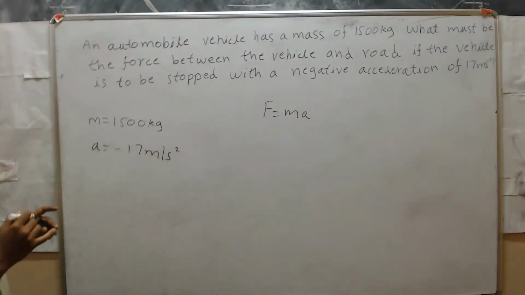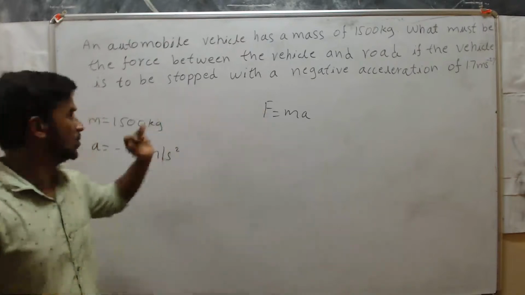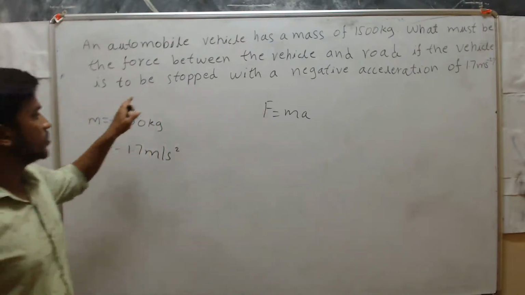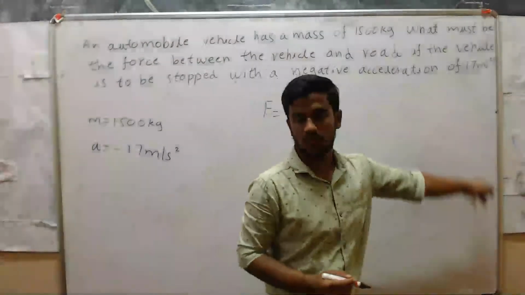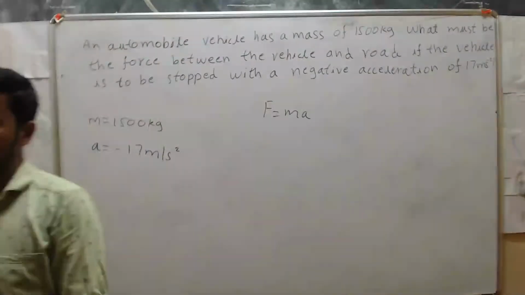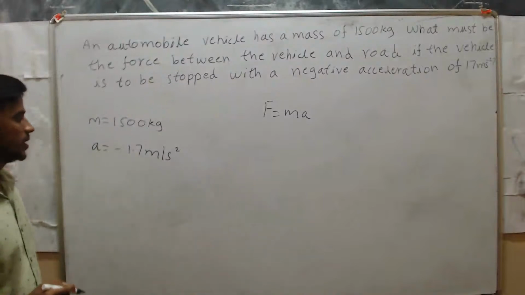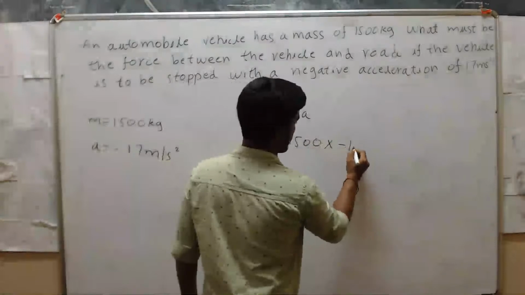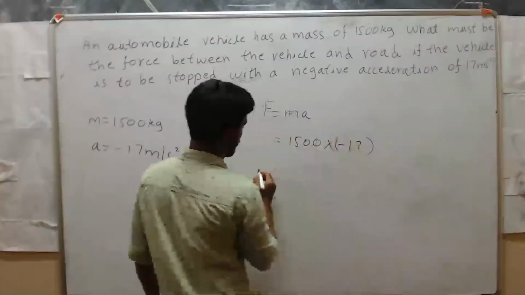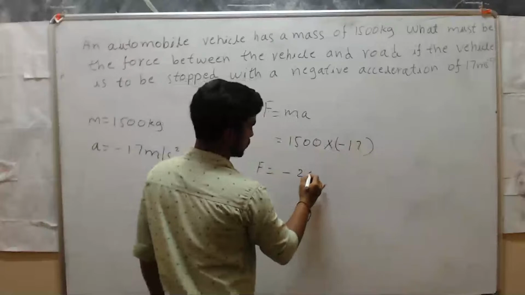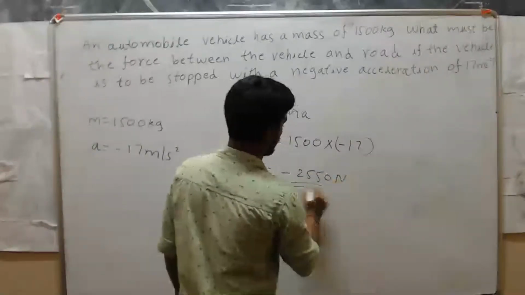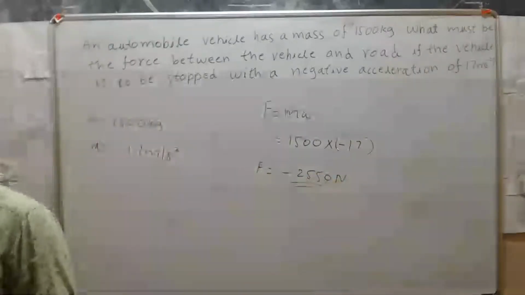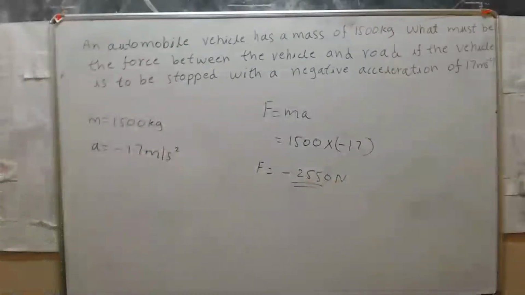Here the topic comes from motion to rest. So that's why we will get a negative acceleration. Already they have mentioned a negative acceleration of 1.7 meter per second square. So that's why a is equal to minus 1.7 meter per second square. Now substitute here. Mass is 1,500 kg into minus 1.7. When you multiply, you will get minus 2,550 Newton.